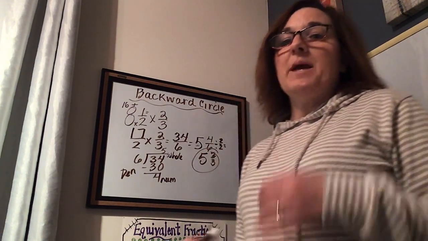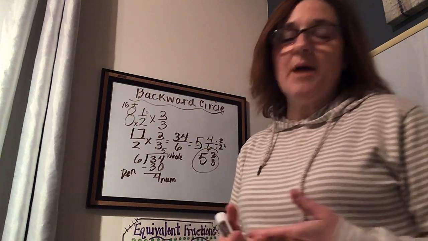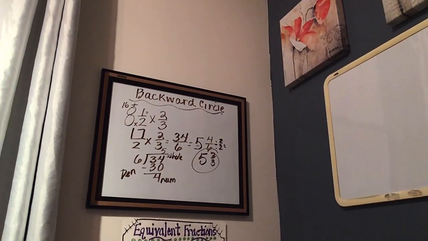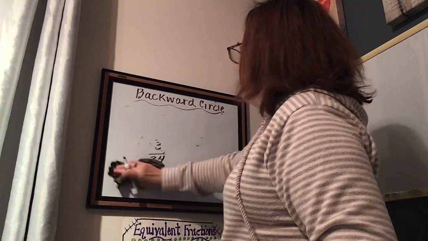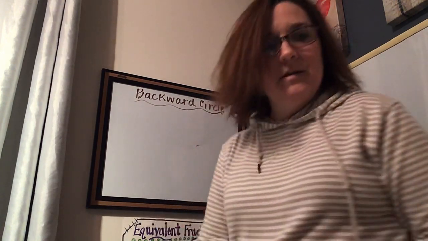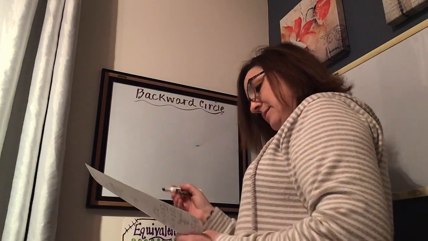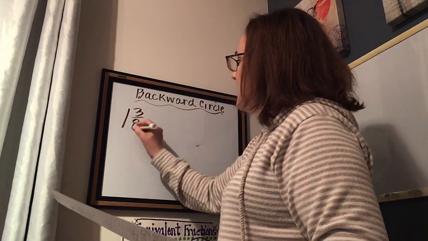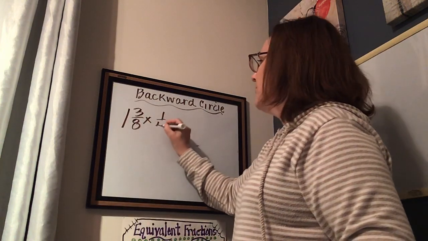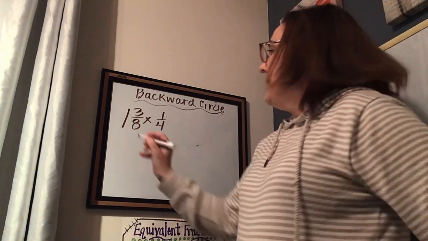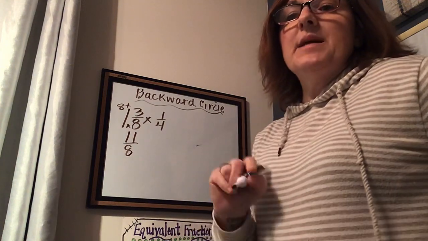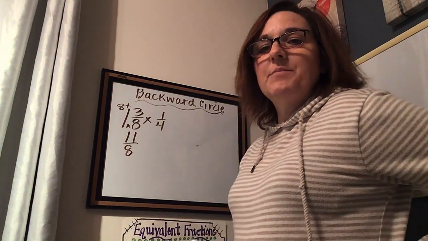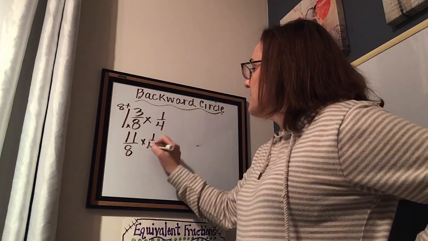All right. So make sure that you're paying attention to every single step to the problems. All right, let's do another one. 1 3/8 times 1/4. Backward circle step. 1 times 8 is 8, plus 3 is 11/8. Remember that denominator is going to stay the same, so you know exactly where you need to put your number. And we're going to multiply this times 1/4.